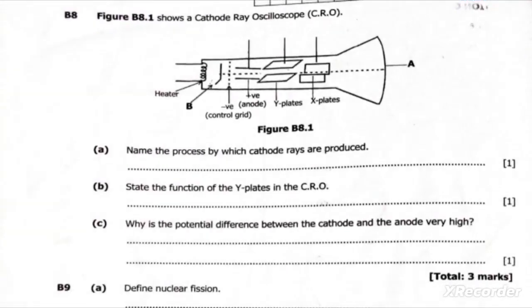We move to the next question, which is question B8. Question B8 reads, Figure B8.1 shows a cathode ray oscilloscope, CRO. Question A, name the process by which cathode rays are produced. The cathode rays are produced by electronic emission or thermionic emission.